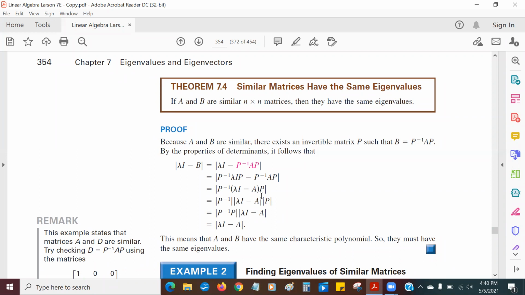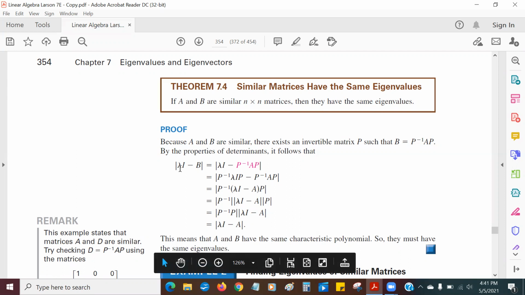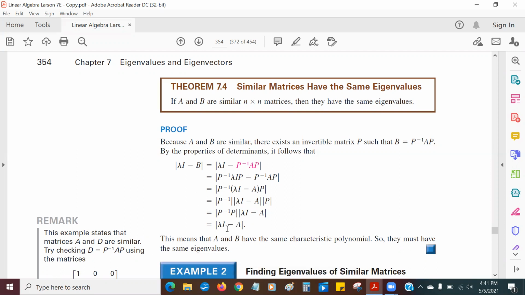Now, the determinant of a product is equal to the product of the determinants. So I'm going to separate this into three separate determinants. But we all know that the determinant of P inverse times the determinant of P is equal to 1. We learned that they're reciprocals of each other. And you can see from right here, because if I combine them into one determinant, I get the determinant of the identity matrix, which of course is just equal to 1. And now I'm left with lambda I minus A. So I've shown that the determinant of lambda I minus B is equal to the determinant of lambda I minus A.